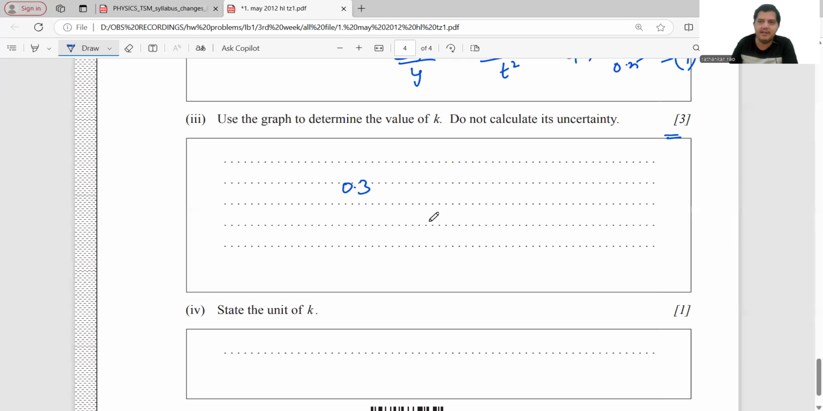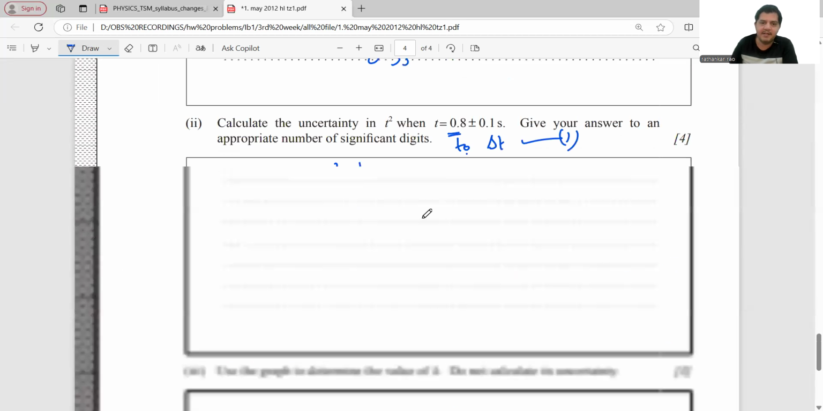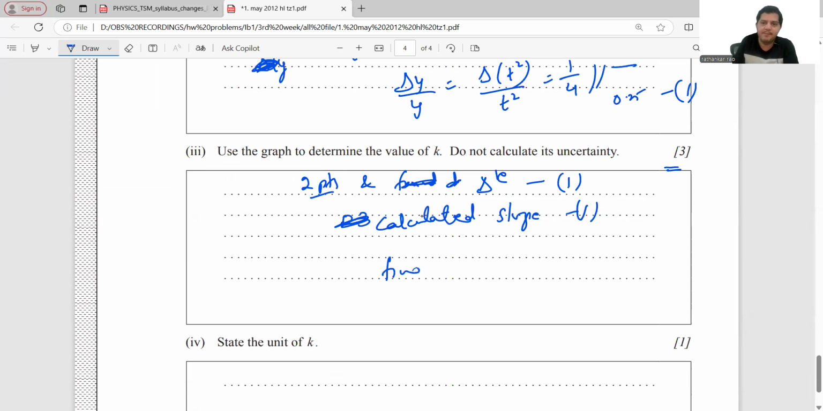How are the marks being divided? The marks are divided like this. First, you took 2 points and drew a triangle. This will be for 1 mark. And after that, you calculated the slope, right? This will be for 1 mark, and then the final answer. So this will be for 1 mark.